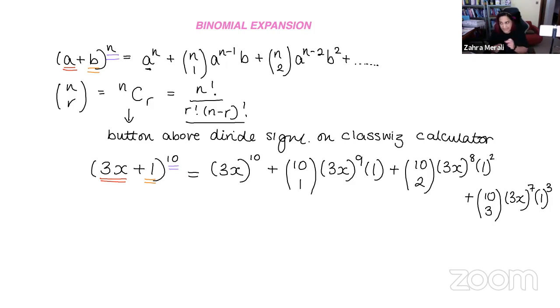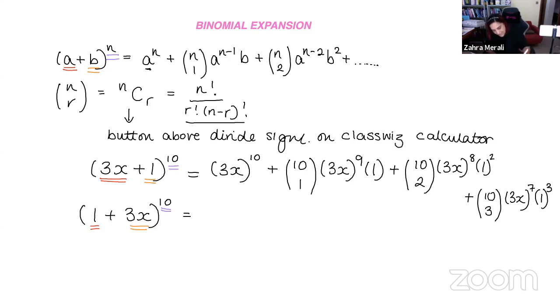I'm going to flip what our a is and flip what our b is. So if I flip that round, I get 1 plus 3x to the 10. So it's exactly the same, but I flipped it round to make it easier to see. So now my a is 1, my b is 3x, and my n stays as 10. And this is the one that we're going to calculate out.